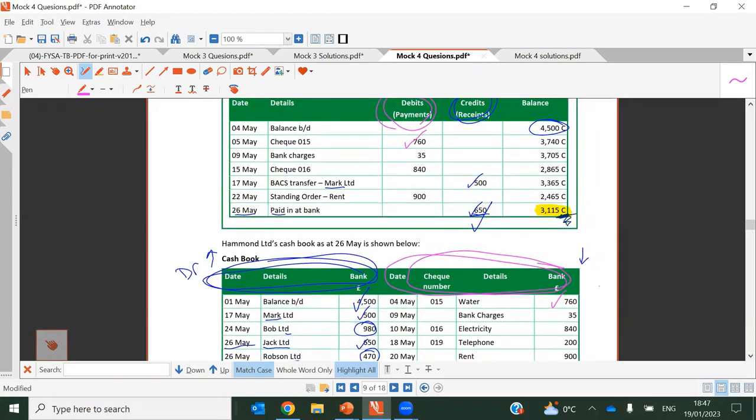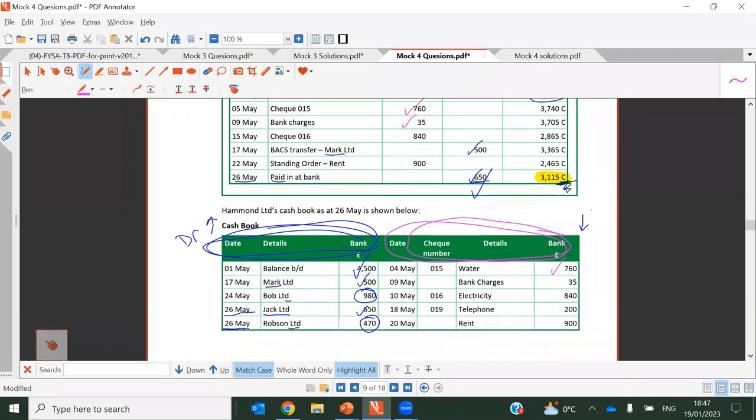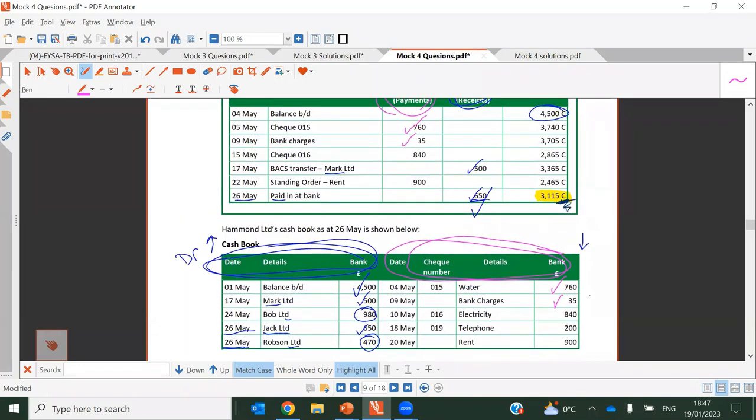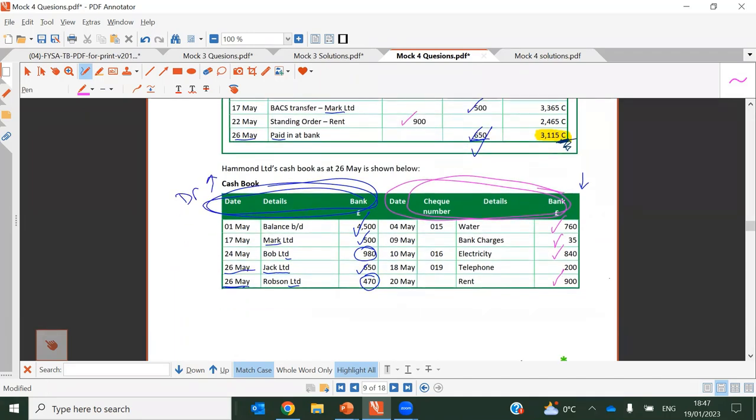I can see that I had incurred a bank charge of £35, and again, I can see that over here being captured in the cash book. I have another cheque paid, cheque number 16, for £840, which appears to be for electricity, and I can see that has been accounted for. And I can see that I've got a standing order to pay my rent of £900, and again, I can see that has come out also from my cash book. I've recorded that down in my cash book.